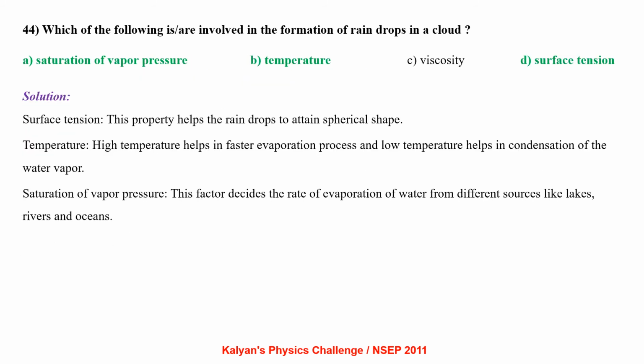Which of the following are involved in the formation of raindrops in a cloud? Surface tension: this property helps raindrops to attain spherical shape. Temperature: high temperature helps in a faster evaporation process and low temperature helps in condensation of the water vapor. Saturation of vapor pressure: this factor decides the rate of evaporation of water from different sources like lakes, rivers and oceans. So the correct options are A, B and D.